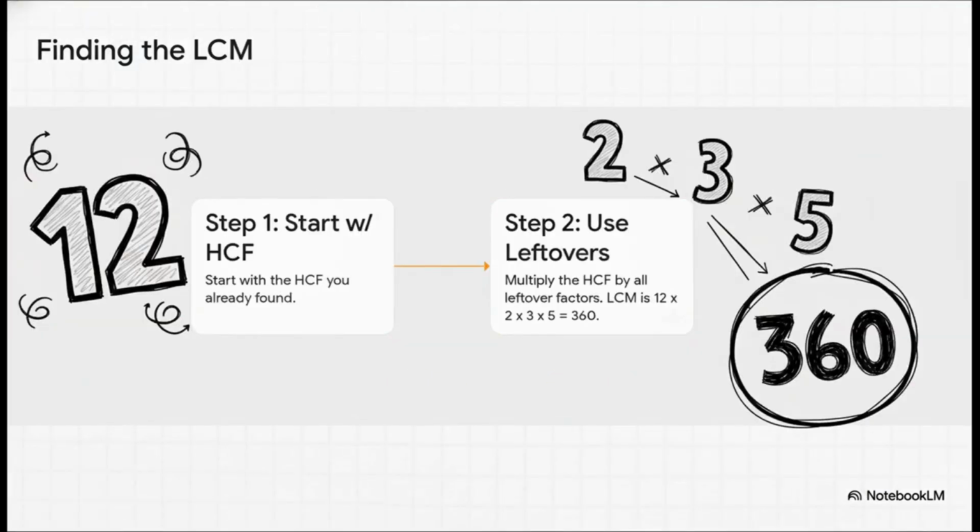And now for the LCM. This is kind of like gathering up all the toy bricks from both you and your friend, but you only count the shared ones once. The easiest way to do it is to start with our HCF, which we already know is 12. Then we look back at our lists and find all the prime factors we didn't use. For 24, we had a leftover 2. For 180, we had a leftover 3 and a 5. So we just multiply our HCF by all those leftovers. 12 times 2 times 3 times 5 gives us 360.